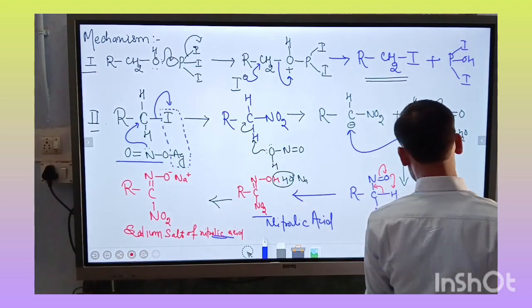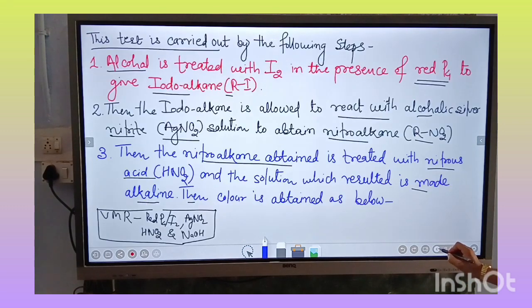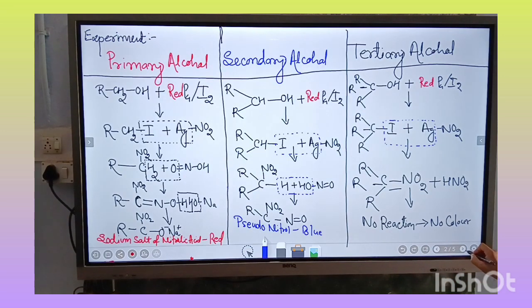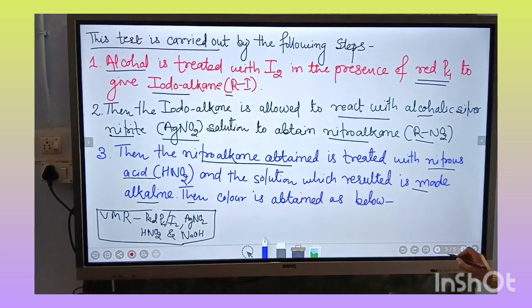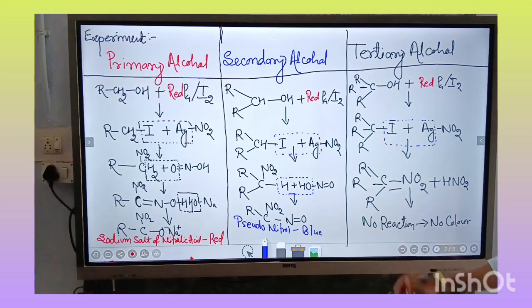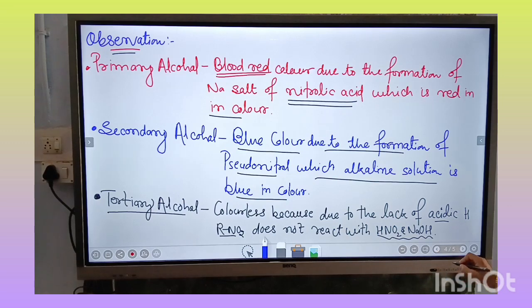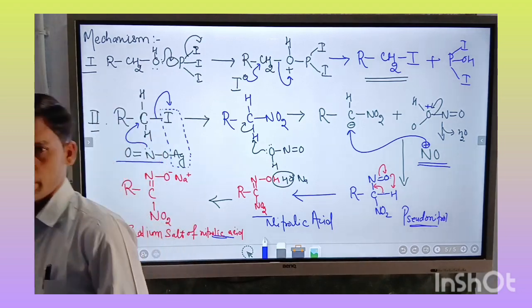You can take screenshots for your further use. Page number 1 is the introduction. Page number 3 shows how the reaction is carried out, the reaction procedure and the chemical equation, and finally this is the observation and mechanism of the reaction.